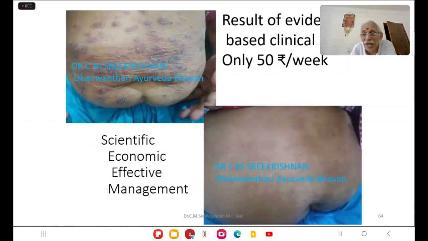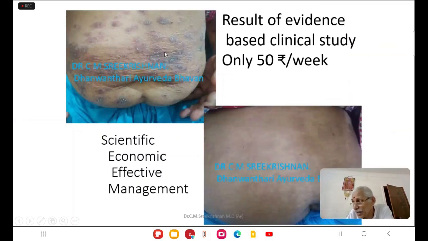Another one was diagnosed as psoriasis, but it is actually spongiotic dermatitis, or we can call it stigma also. Here I applied the same principle, because of scientific, economic, effective management.